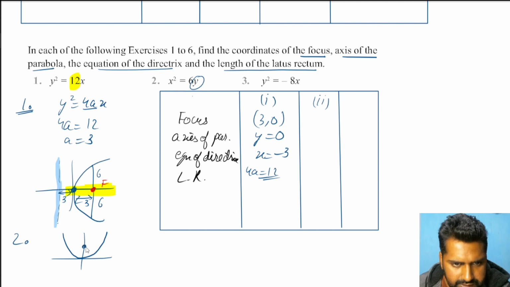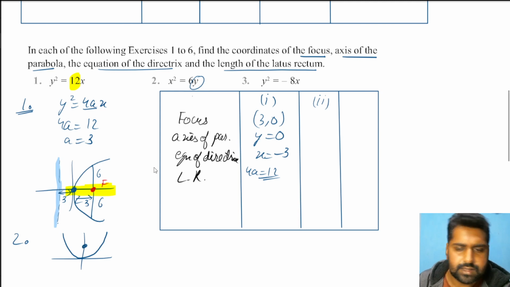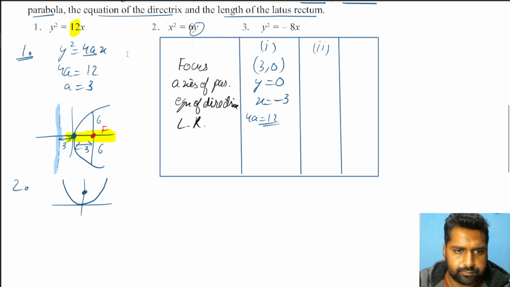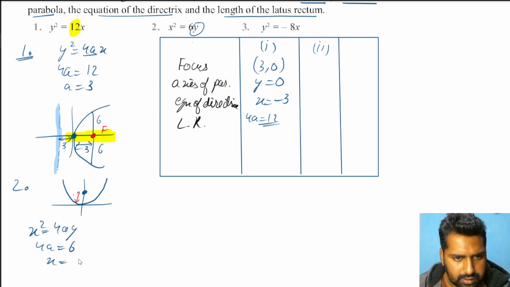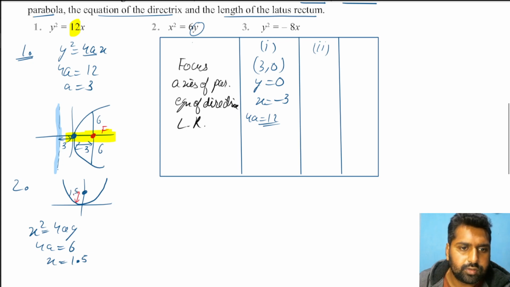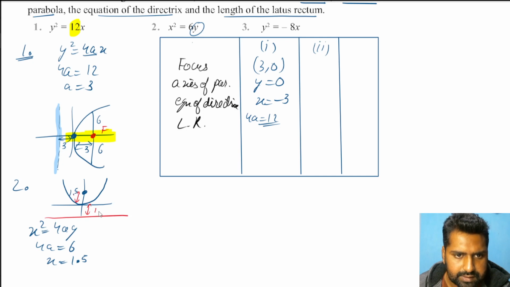Okay, focus will be inside it at a distance of a comma 0. So what's our a? First let's identify a. We should have identified a first. X square equal to 4ay, so 4a is equal to 6, a is equal to 3 by 2 or 1.5. So this distance is 1.5, and your directrix will be below like this at a distance of 1.5.